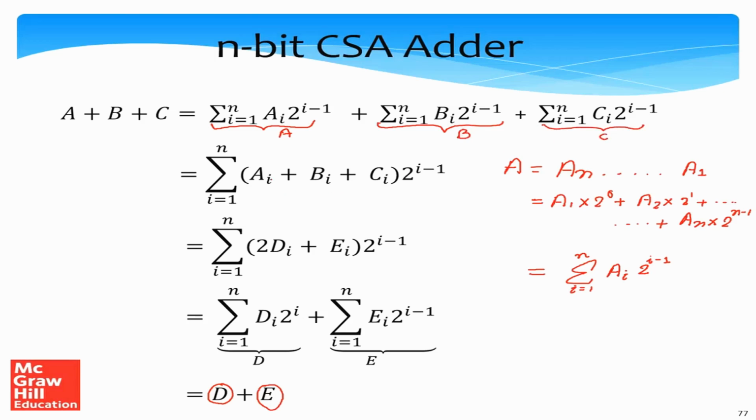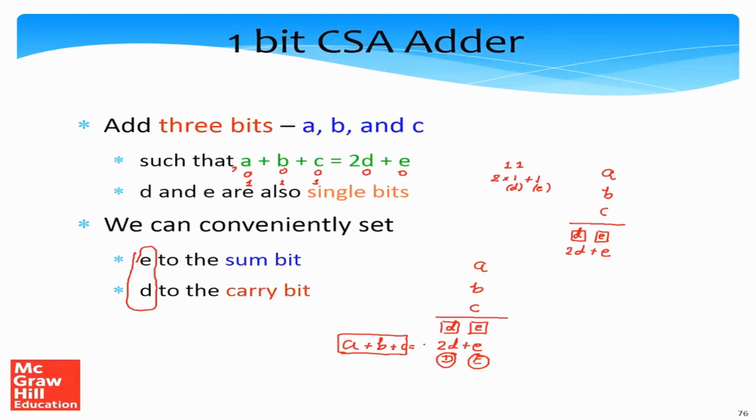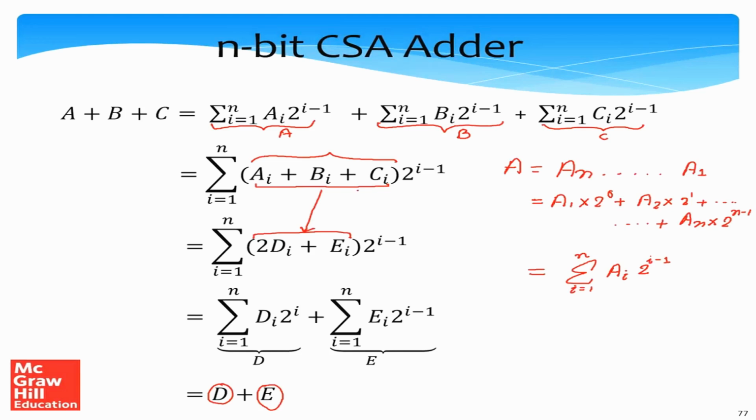Then we can group all the terms together as AI plus BI plus CI and multiply them with 2 raised to the power I minus 1. What we have seen in the previous result for 1 bit, this can be expressed as 2 times di plus ei times 2 to the power I minus 1. This is something that we have seen here, so we can do the same: the sum of 3 bits is the same as the sum of 2 numbers. Since we have seen this in the previous slide number 76, I'm not repeating. Once we have done this, again we can break up this expression.